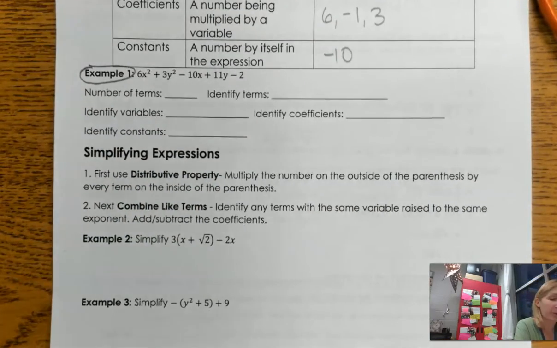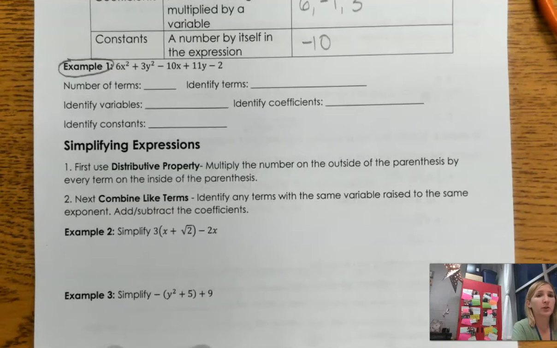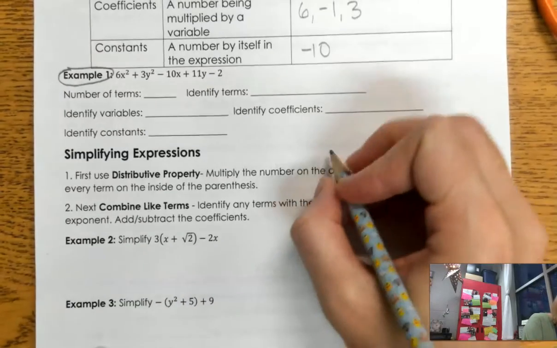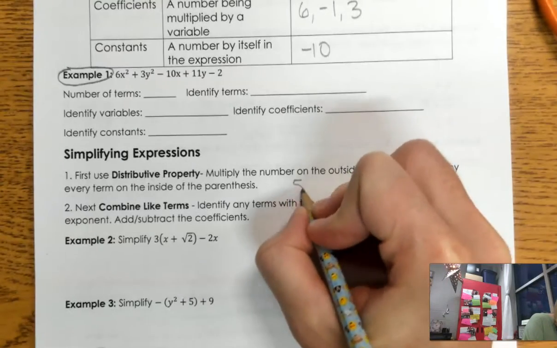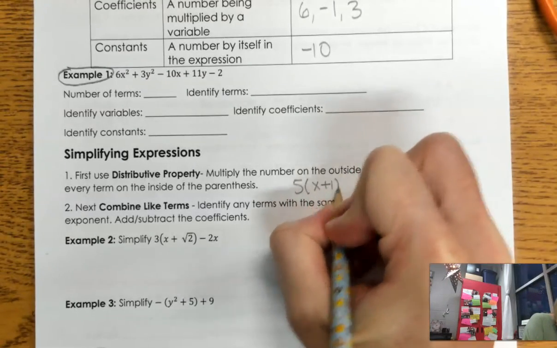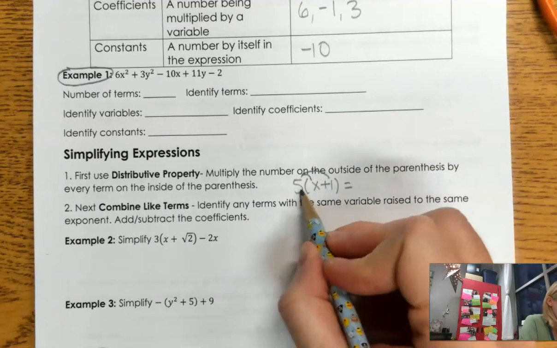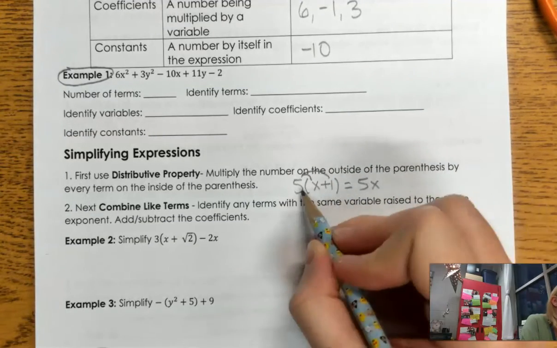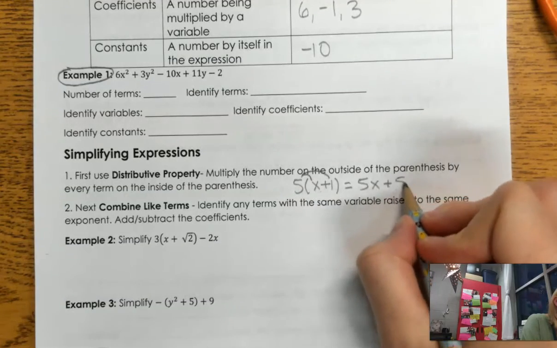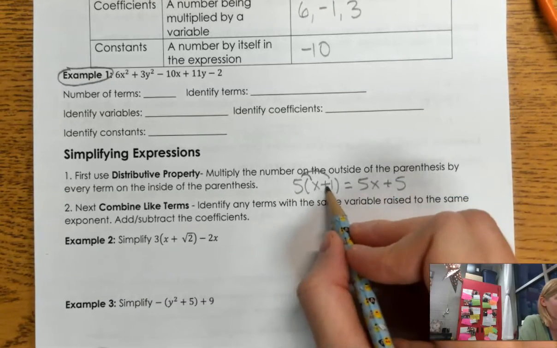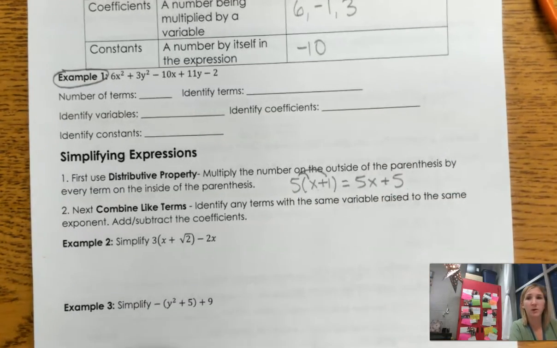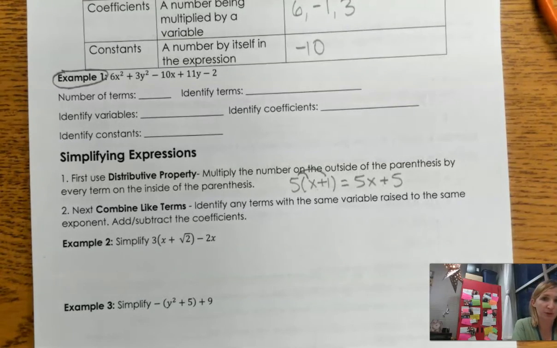Simplifying expressions. We learned 2 things. First, you use distributive property. Multiply the number on the outside of the parentheses by every term on the inside. If I have 5 times x plus 1, I'm going to distribute that 5. 5 times x is 5x. 5 times 1 is 5. There's a plus in between because that's a positive 1. That's distributive property.